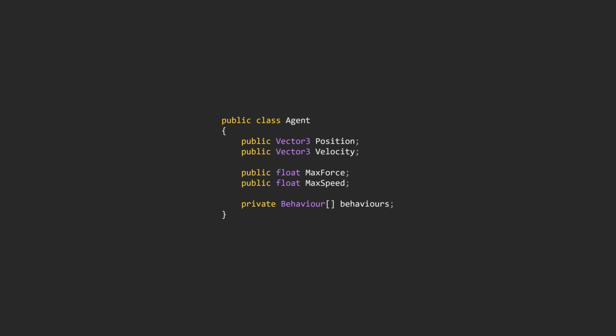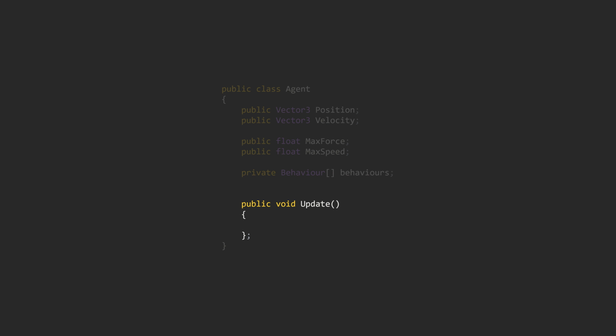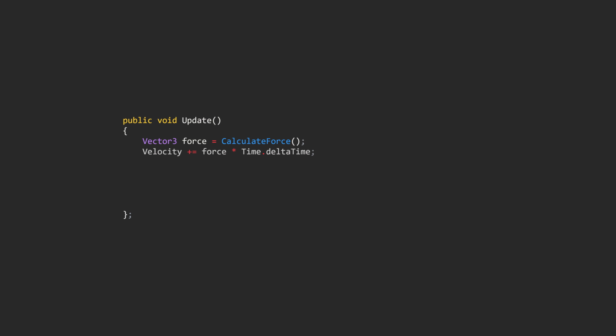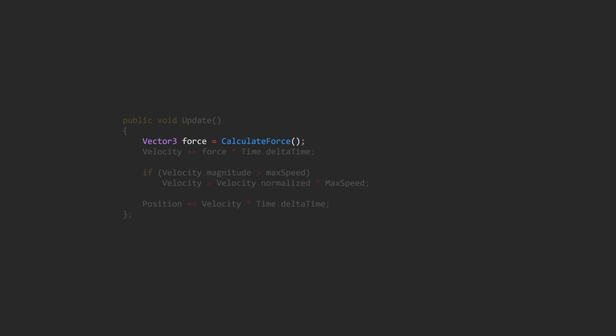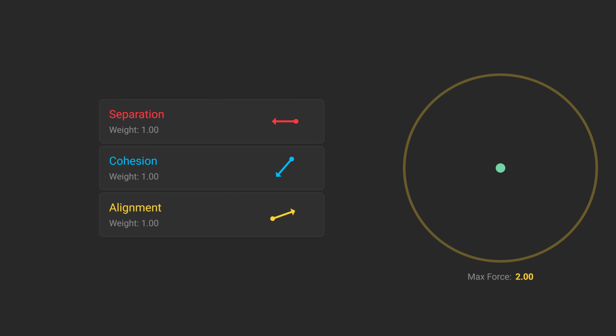Let's go back to the agent. Each frame, we calculate the combined steering force by looping over all of the behaviors. We then add the force to the agent's velocity and clamp it, so it doesn't exceed our agent's maximum speed. We then apply that velocity to our agent's position. Let's take a closer look at how we combine our behaviors into a steering force. We loop over all of our behaviors and add each behavior's output to a single vector.